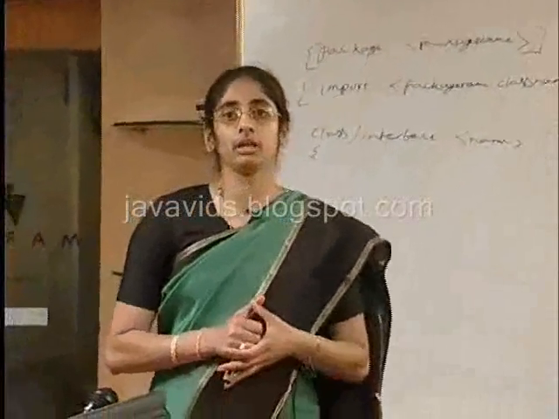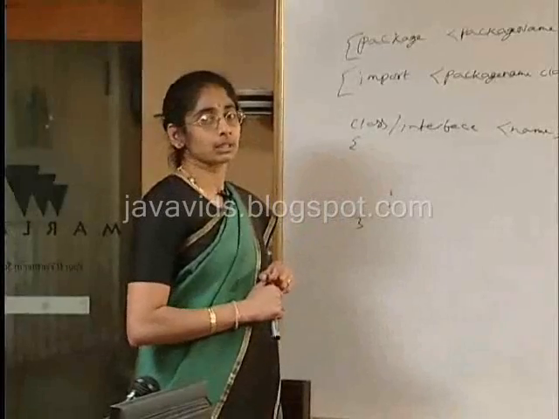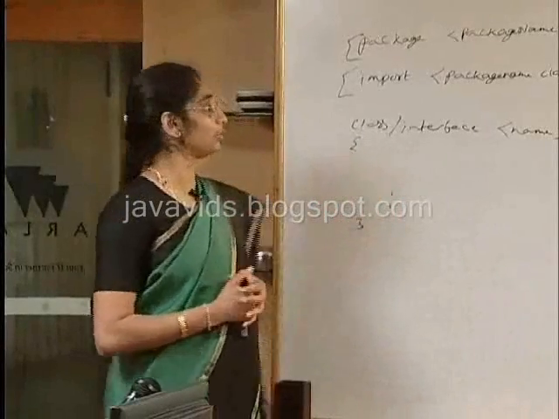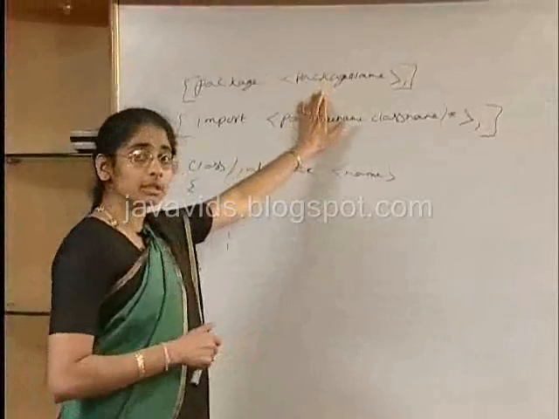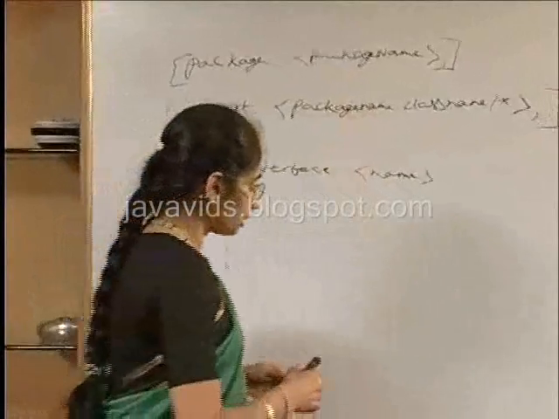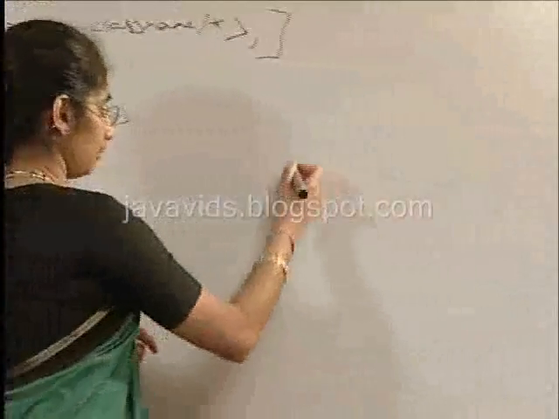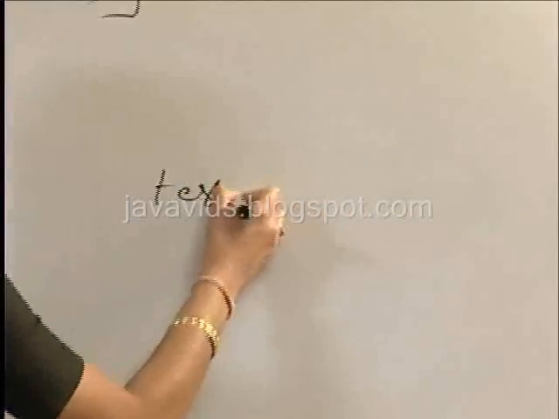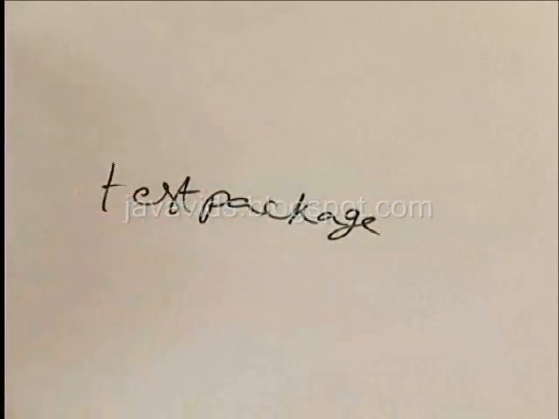Now Sun follows certain nomenclature for the package names and the class names, as well as methods and variables. Now how do we follow this? What is it that we need to follow? The package names are specified all in lowercase. So if you are talking about giving a package name, let's say test package, it should be all in lowercase.